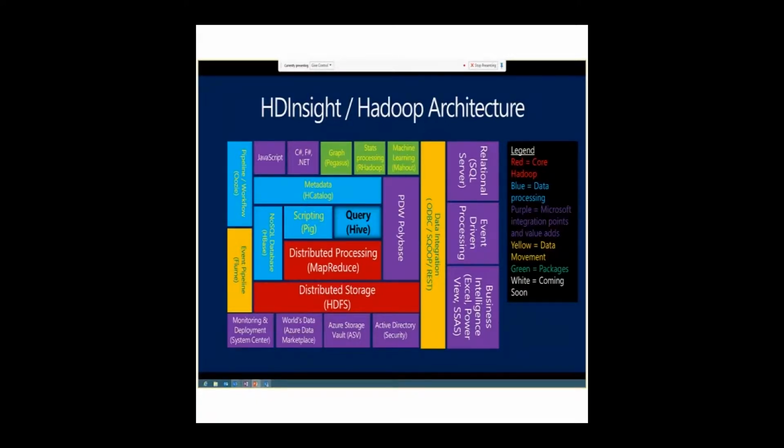So in the red section here, we have distributed storage, or HDFS, Hadoop Distributed File System. And that has to do with the way that when data is brought into the system, it is scaled out across multiple data nodes. And this allows all of these different nodes in your Hadoop cluster to do processing. And they do that through distributed processing, or MapReduce, which is the other red tile on this picture.